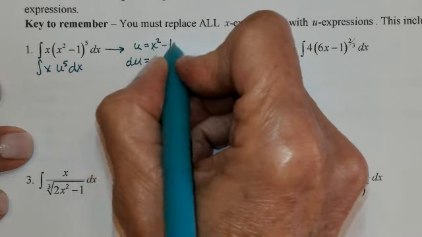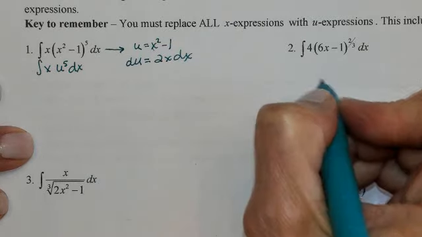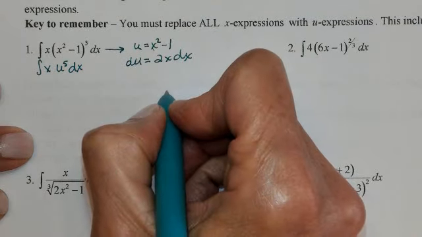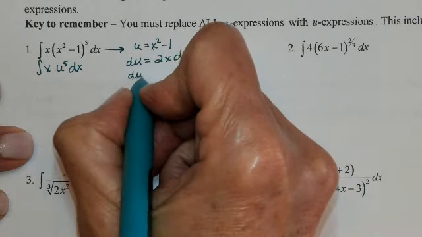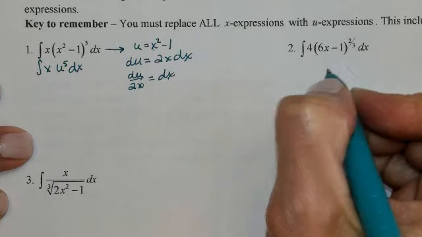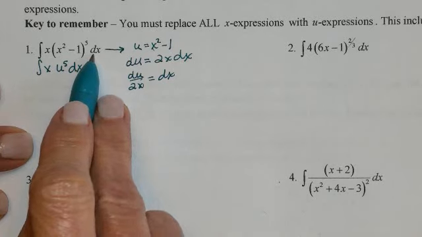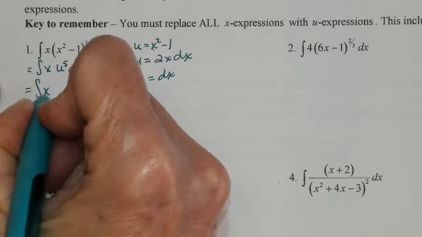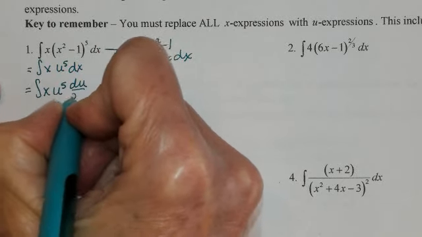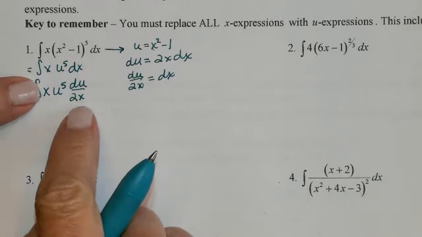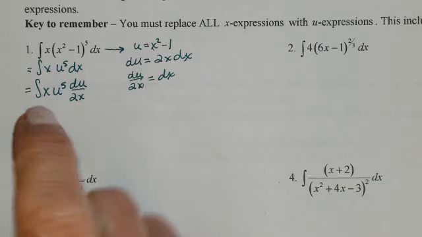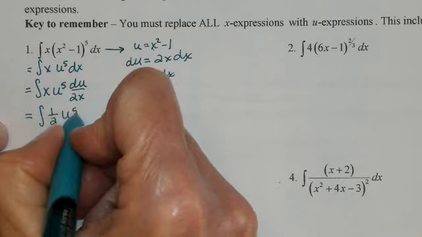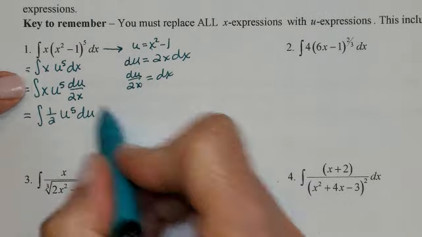So du will equal 2x dx. Let's solve this for dx. So I need to divide both sides by 2x. So du divided by 2x would equal dx. So now I know I can replace dx here with du divided by 2x. What happens to the x's? The x's divide out, don't they? And so we have the integral of 1/2 u to the 5th du, because the x's cancel out there.